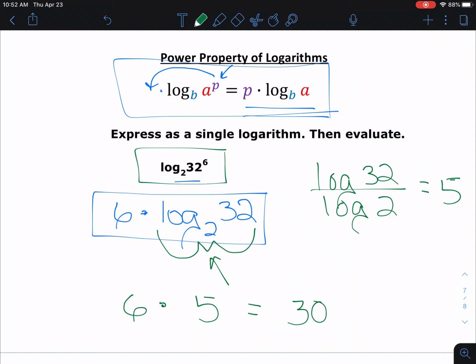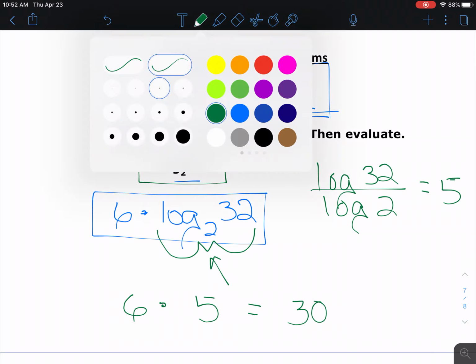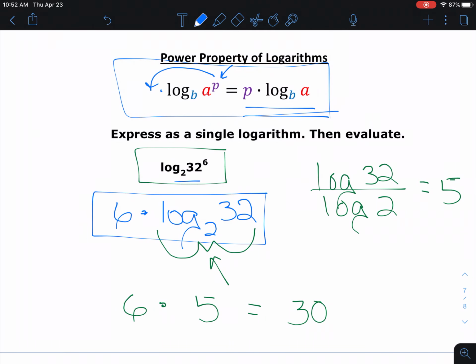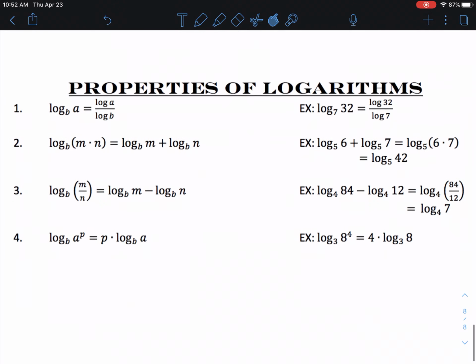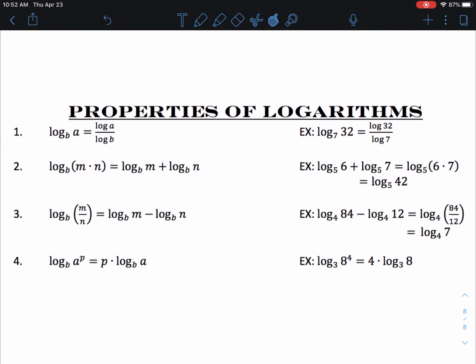So the two things that I really want to have as my answer is this first thing that I put in a box, and then this second thing right here. So those are the two things. We just expressed it as a single logarithm, and then we evaluated. Okay? And those are the three new properties to put together with the first property, which you already know. So again, this one we already knew, and then these are the three that are new.